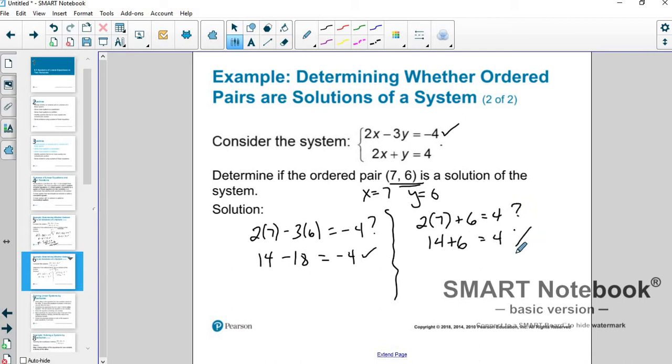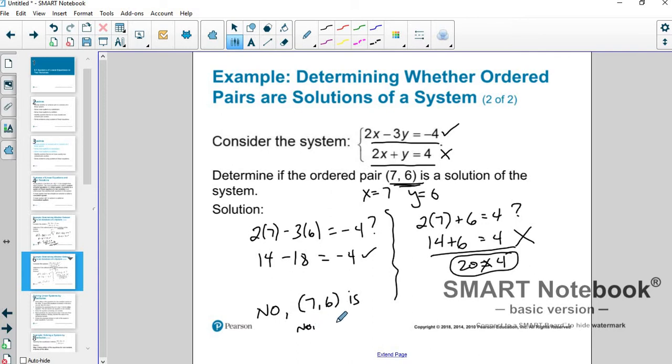Is that true? Absolutely not. 20 is not equal to 4. And so no, (7, 6) works for the first equation, but it does not work for the second equation. In fact, each of these equations is a line, and a line has infinitely many points. So there are infinitely many answers that work for the first one, but they don't necessarily work for the second one. There's infinitely many answers that work for the second one, but they might not work for the first one. A solution to the system has to work for both. Okay, so (7, 6) is not a solution for the system.